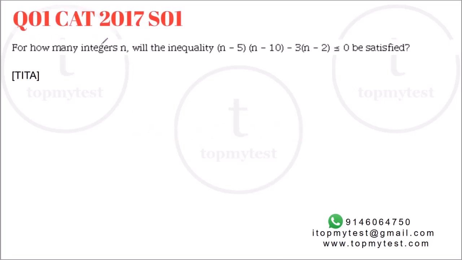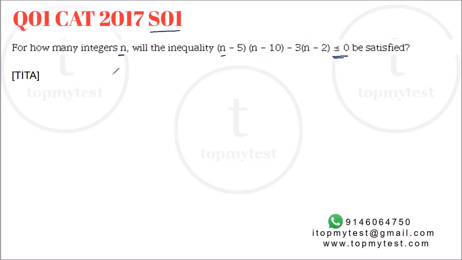Let's look at something which came up in CAT recently. This is from CAT 2017, slot 1. It says: for how many integers n will the inequality (n minus 5)(n minus 10) minus 3(n minus 2) less than or equal to 0 be satisfied? Let's first find the range. We can use the wavy curve method or quadratic inequalities to solve this. Let's try to do this.